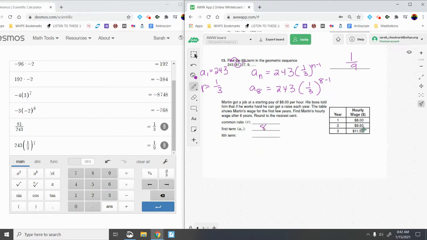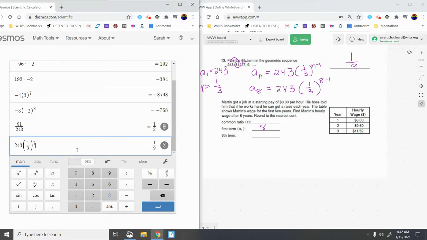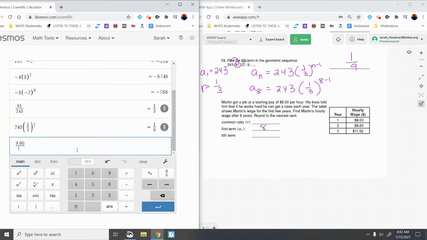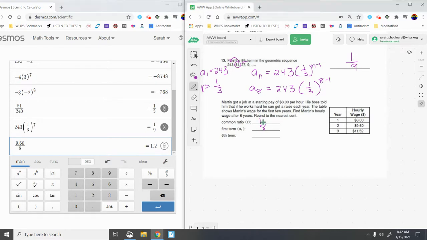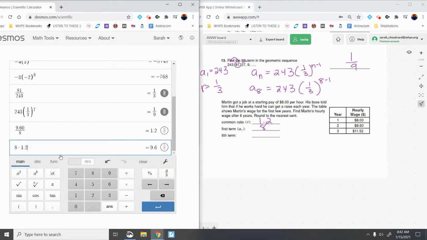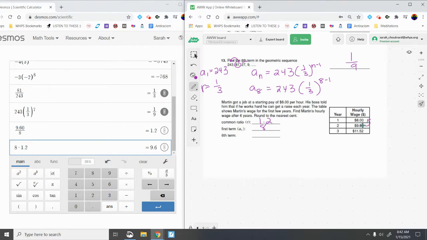To find the common ratio, I honestly don't know what I multiplied 8 by to get $9.60. So same thing I did before, divide by what came before it. So 9.60 divided by 8 is a common ratio of 1.2. Which makes sense because if I did 8 times 1.2, I would get 9.60. So if you need to know the common ratio, divide by what came before it.